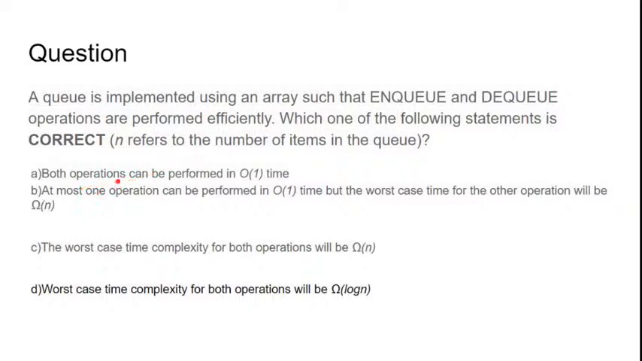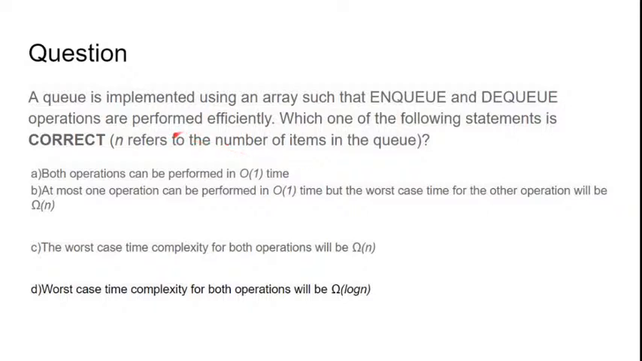Which one of the following statements is true? Both operations can be performed in O(1) time. Both enqueue and dequeue are performed in O(1) time. At most one operation can be performed in O(1) time, but the worst case time for the other operation will be Θ(n). The worst case time complexity for both operations is Θ(n). The worst case time complexity of both operations will be Θ(log n).